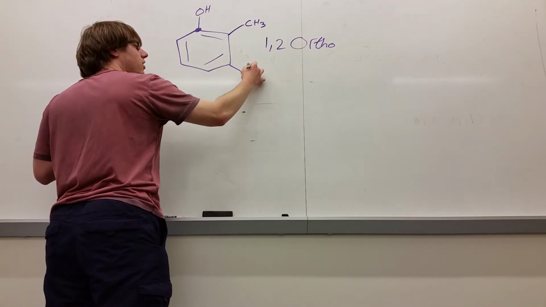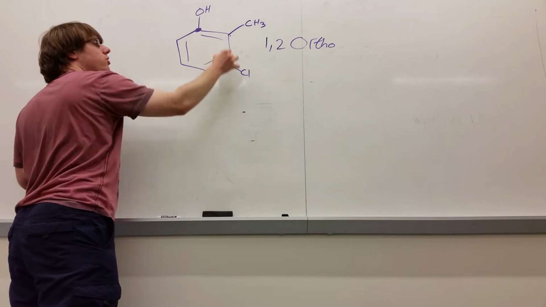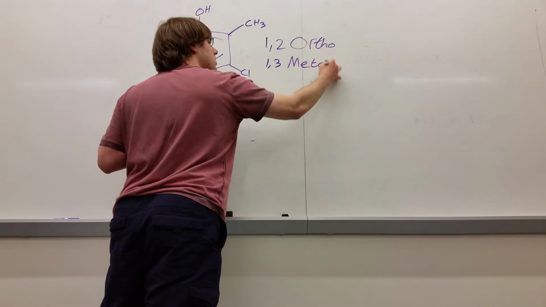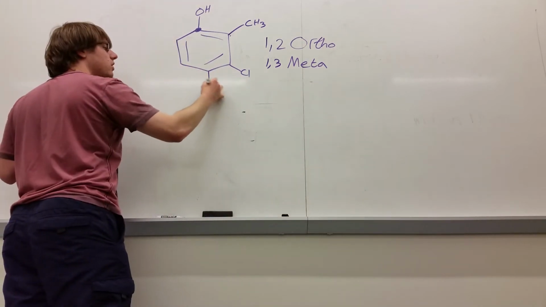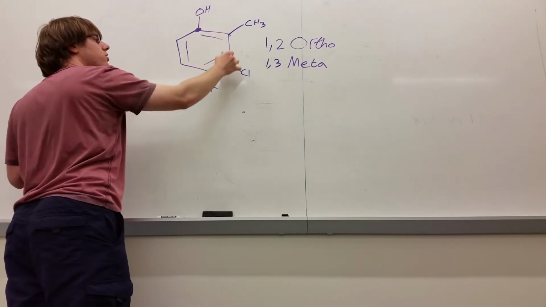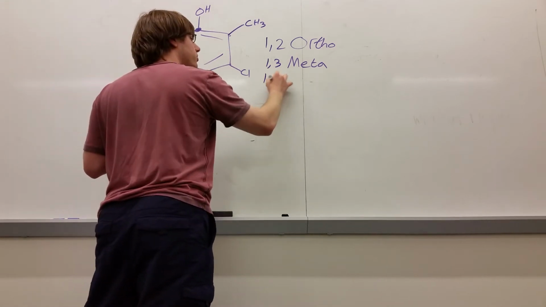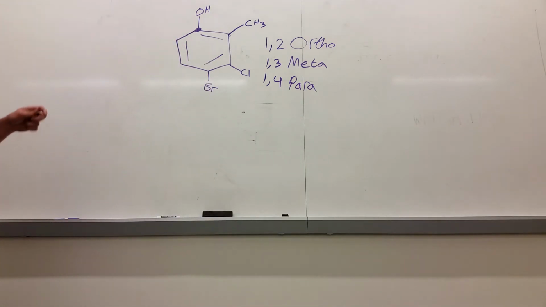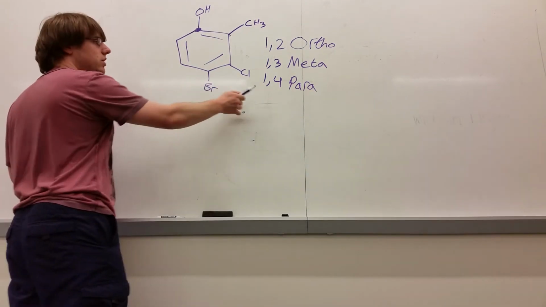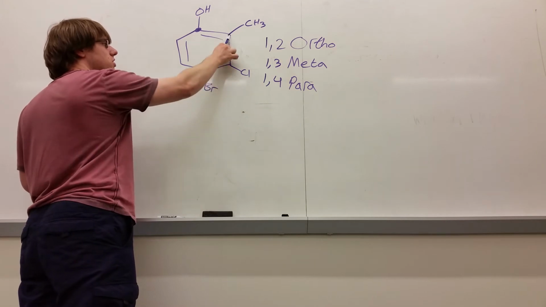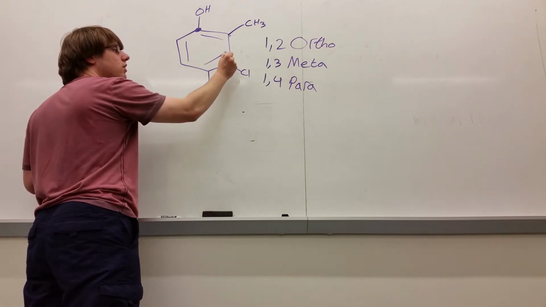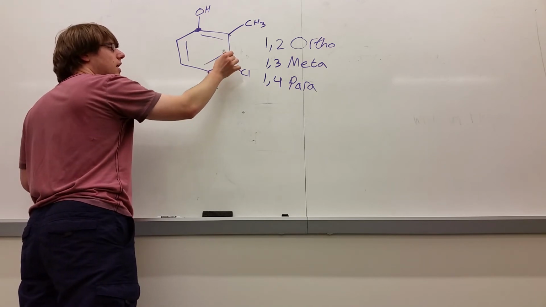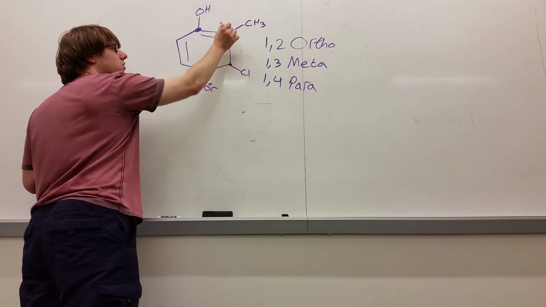If I add a Cl over here, now I am 1, 2, 3 apart, and we call that position the meta position. Finally, let's say I add a bromine here. This is 1, 2, 3, 4 away, so we call this the 1, 4 position, the para position. And now, if I remember, this can be used to describe any group's relationship to another group. So if I look at this chlorine, I can say it is ortho to the bromine because it is 1, 2 away from the bromine, and I can also say it's ortho to the CH3, 1, 2.